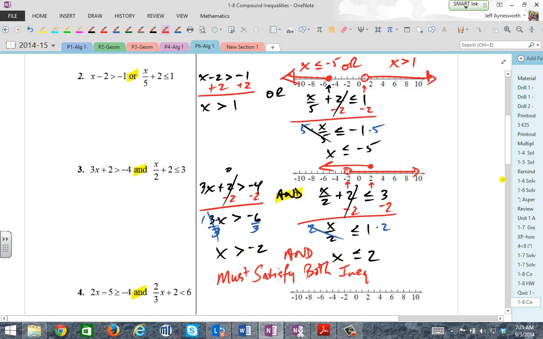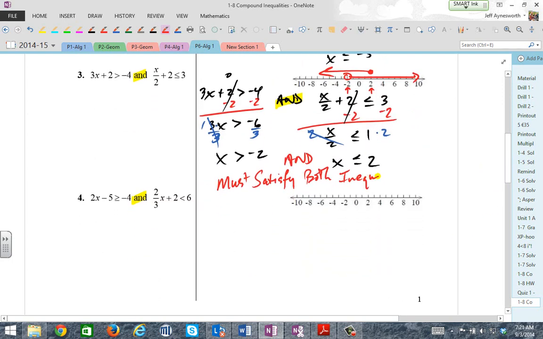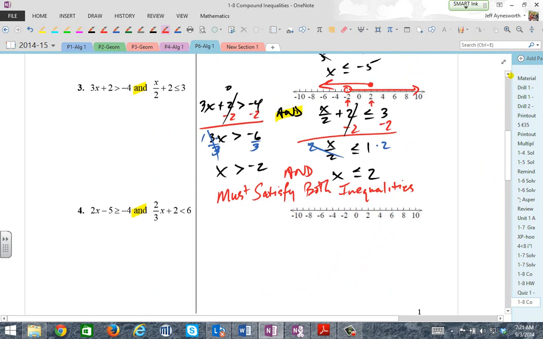Move this up so you can see it. Because of that, we're looking for the intersection. On an and statement, you want to look for the intersection or the overlap. So where do these two inequalities overlap? Well, it's right in through here, in that region. And so x must be greater than -2 and x must be less than or equal to 2. The only numbers that satisfy that are these numbers in the overlap.